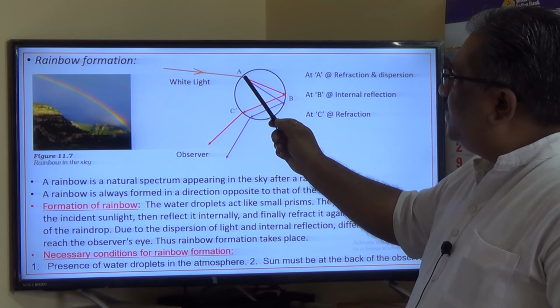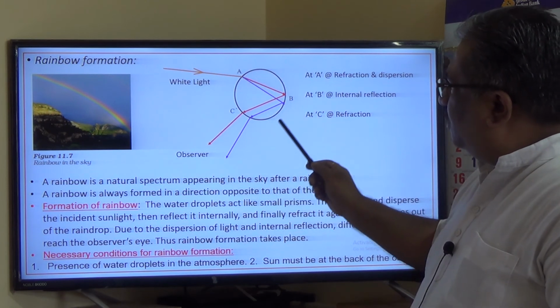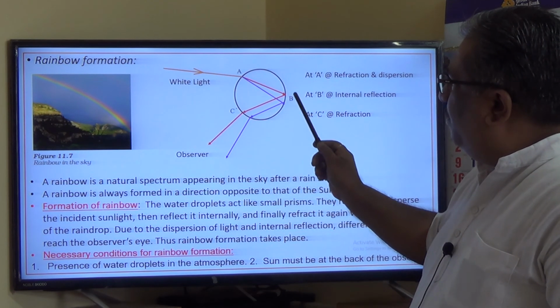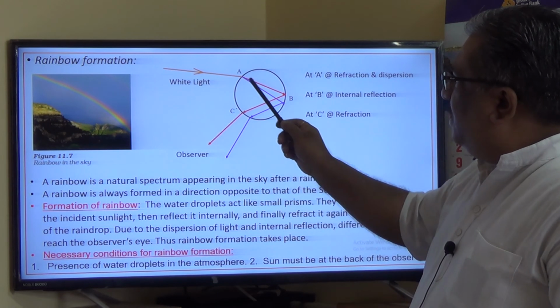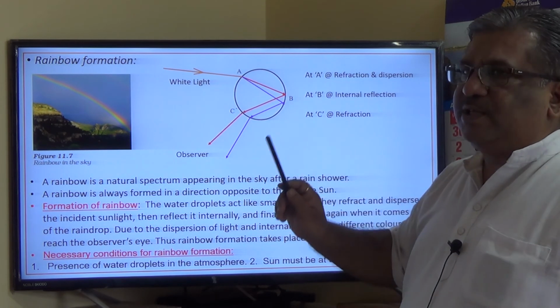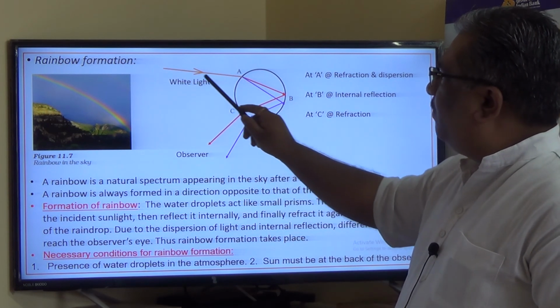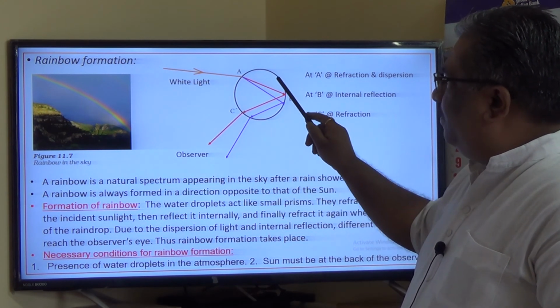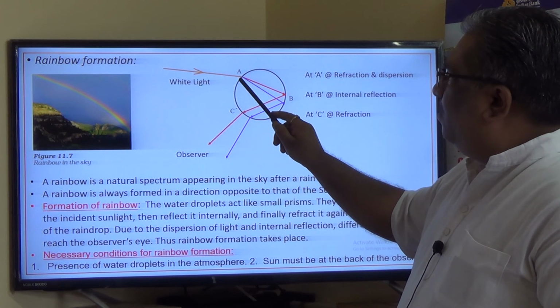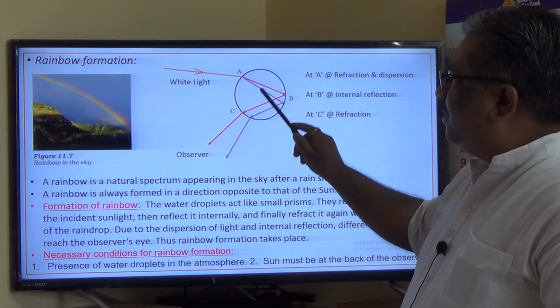There are 3 points I have marked here. This is a water droplet. A, B and C are the 3 places where we need to study different phenomena. At A, when a white light falls on this water droplet, it will split into its constituent colors.